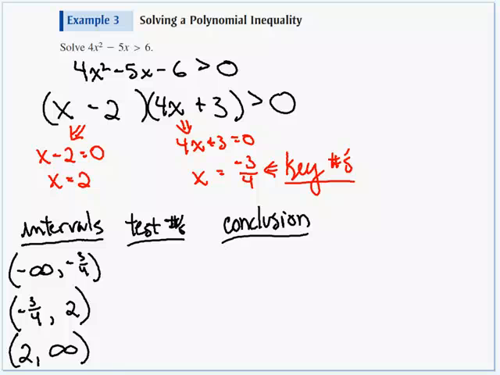So let's see. The first test interval, negative infinity to negative 3/4. And why not negative 1? That'll be easy to deal with. And the easy way to check this, I'm going to underline it here in blue, is to plug that test number in here and see what comes out. So if we plug in negative 1 for x, negative 1 minus 2 is a negative, times 4 times negative 1 is negative 4, plus 3 is negative. Negative times negative is positive. So our conclusion is that is part of the solution.